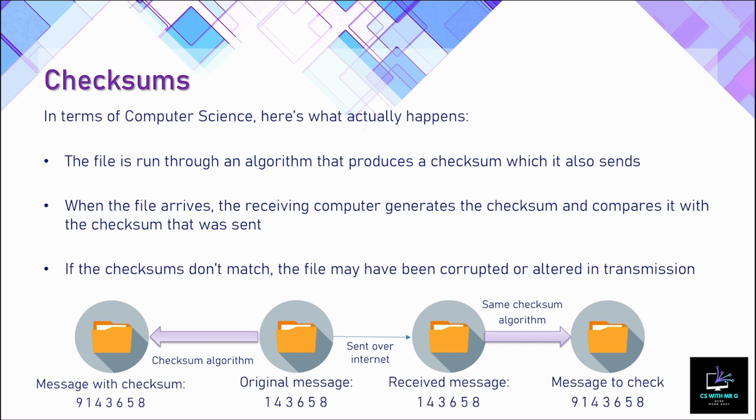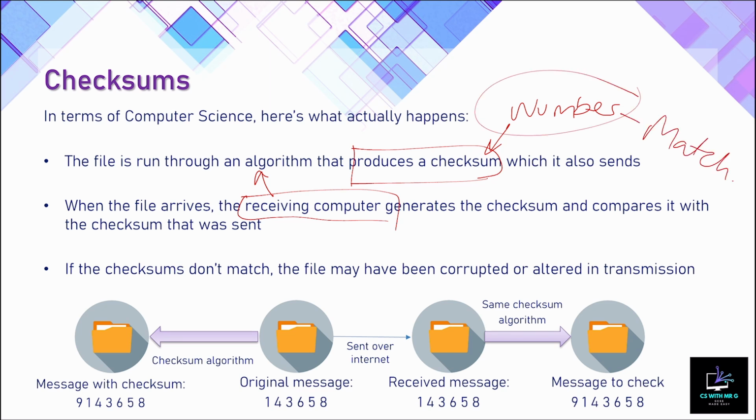The file is run through an algorithm that produces a checksum. So it produces a number, okay? A checksum is a number that is sent along with the file. So all these ones and zeros represent numbers and they are run through an algorithm, a set of instructions. When that file arrives on the other end, the computer generates the checksum and compares it with the checksum that was sent. So the receiving computer will run the same algorithm as it did when it was sent.